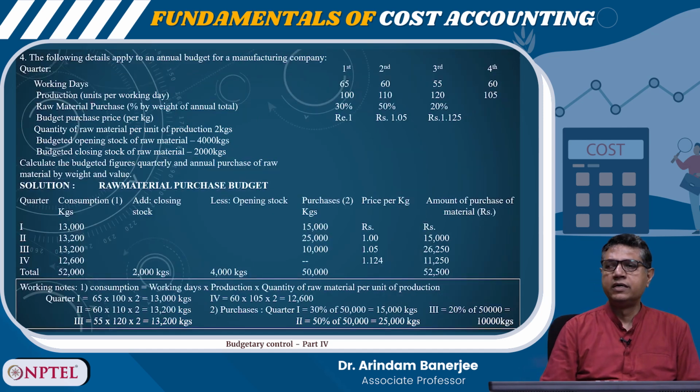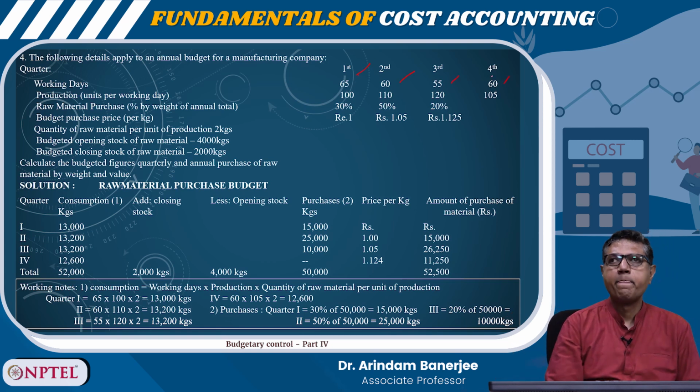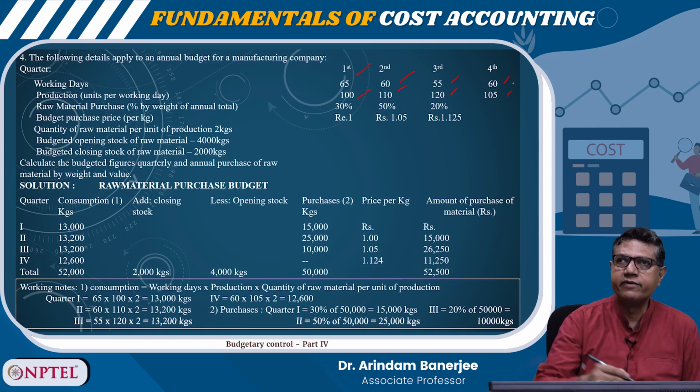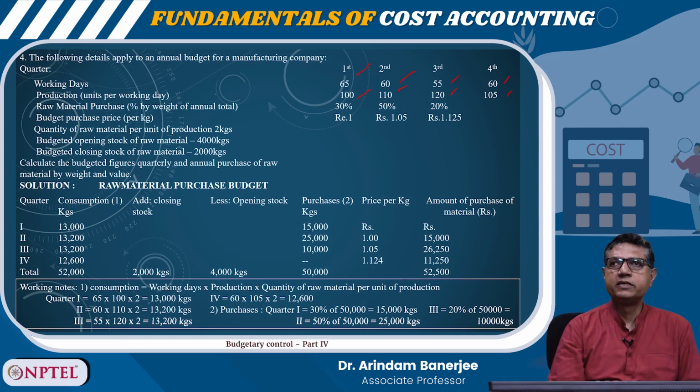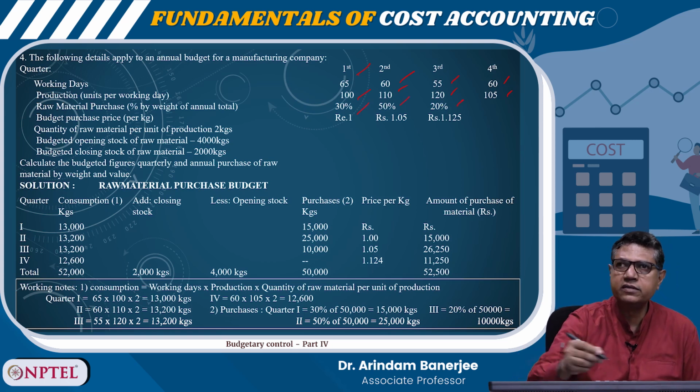Fourth question, the following details apply to an annual budget for a manufacturing company. So, 4 quarters, first, second, third and fourth, working days 65, 60, 55 and 60. Production units per working day 100, 110, 120 and 105. Raw material purchase percentage by weight of annual total 30%, 50% and 20%.